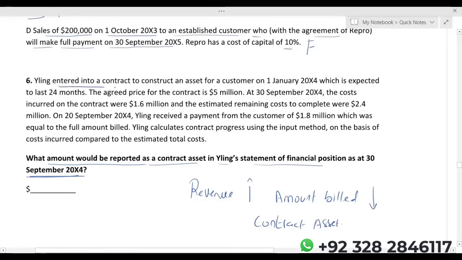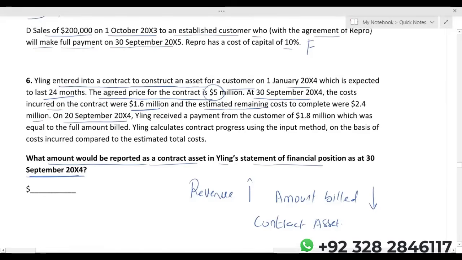Yielding entered into a contract to construct an asset for a customer on 1st January X4, which is expected to last 24 months. The agreed price of the contract is 5 million. At 30th September X4, the cost incurred on the loan were 1.6 million, and the estimated remaining cost to complete was 2.4 million.